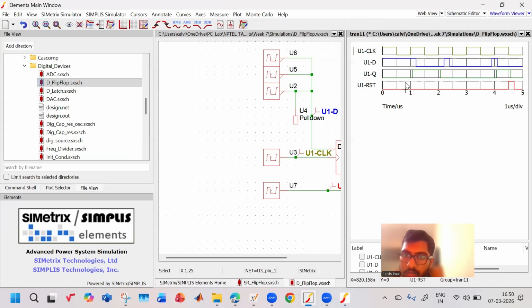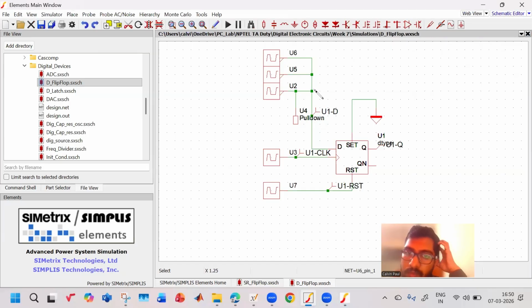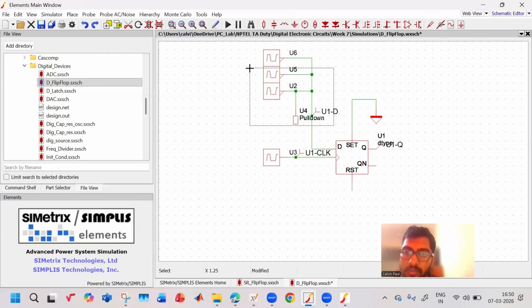Depending on D, your Q will change. It goes 1 here. Then the next clock comes, it goes low. Then the next clock comes, it also remains low. Next clock comes, then it goes high. Okay. Reset is there, just an external reset is available. So let us remove this, we don't need it. Don't need all of this.